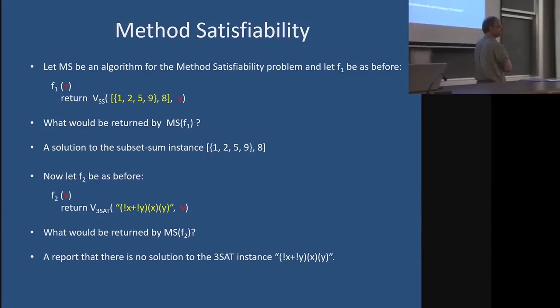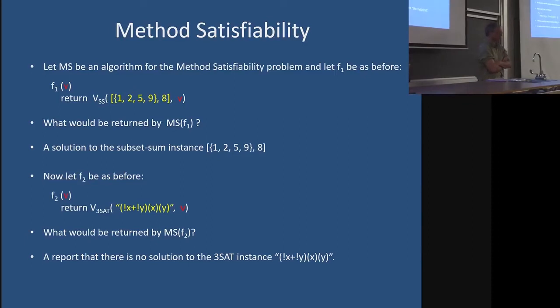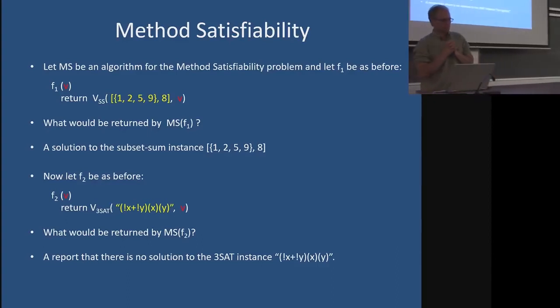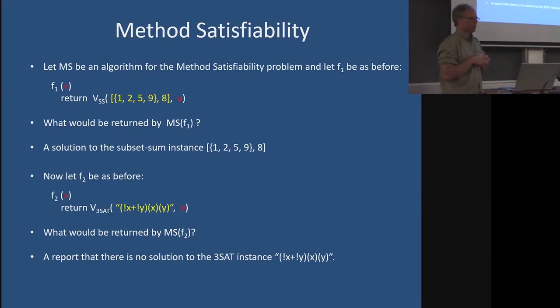Any problem that makes NP equal to P would be like the original NP complete problem? I don't follow the question. Like this problem, if you solve this problem, then NP would equal P. Yeah, if you found a fast algorithm for MS, that would prove P equals NP. But that's true of any NP complete problem. If you solve any NP complete problem quickly, you've proven P equals NP. All right. So, method satisfiability is NP complete.